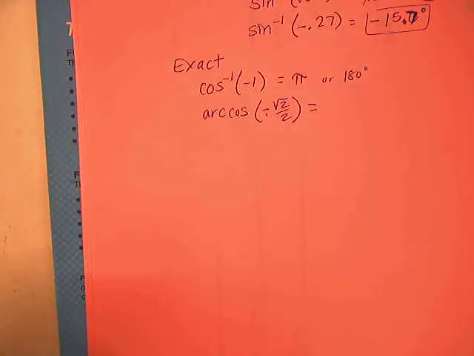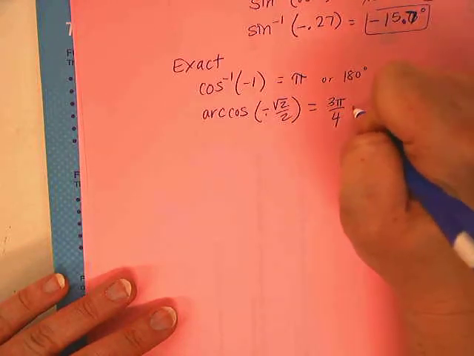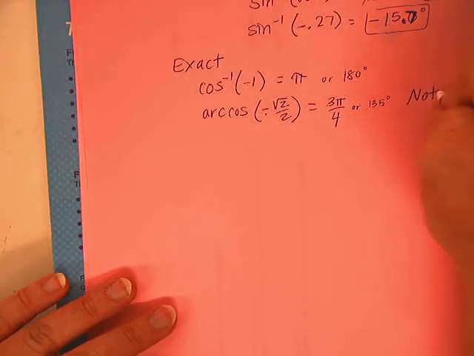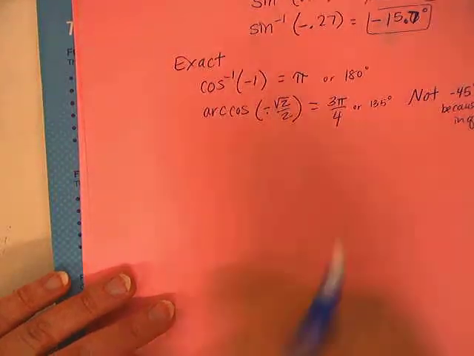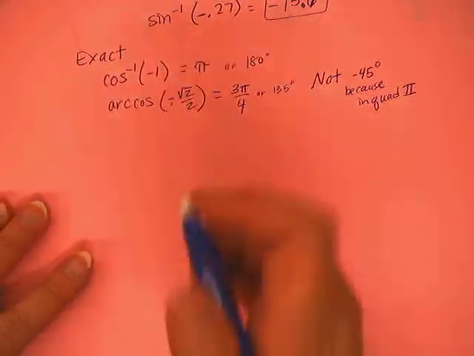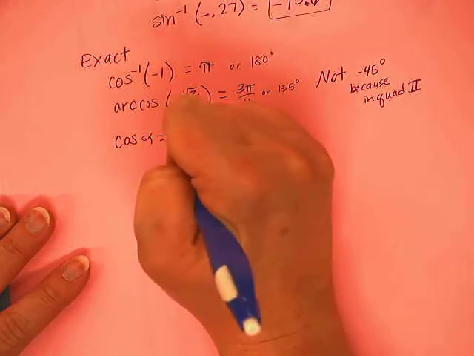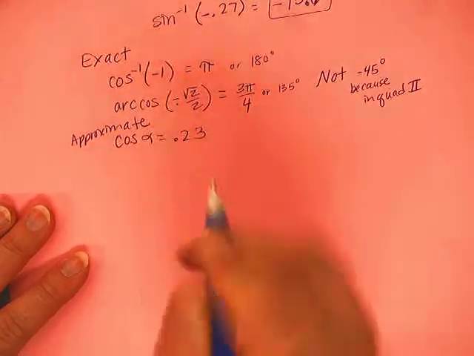Because of the negative, it has to be a second quadrant answer. Negative 45 is a fourth quadrant answer. 135. I prefer you to answer 3 pi fourths. Don't forget. So that one's a tricky one. Not negative 45 degrees because it's in quadrant 2. That's where it's defined. Remember, we just talked about where they're defined. Quadrant 2.